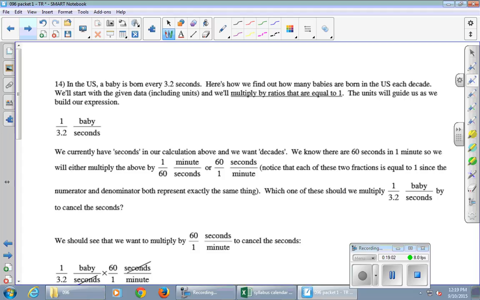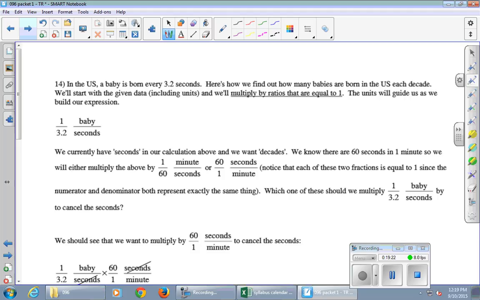Okay, so here's a fact. In the US, a baby is born every 3.2 seconds. Now, just because I typed this in the packet doesn't mean it's true. Some of these numbers I just completely made up. So if you try to verify these and it's not anywhere near reality, it's because I just made it up. So, a baby is born every 3.2 seconds.